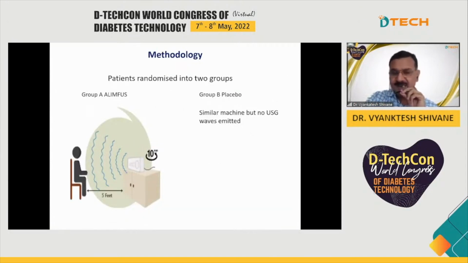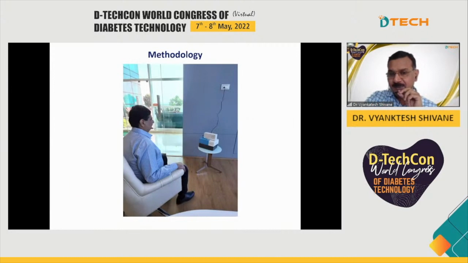So the range was decided as 5 feet away from the equipment for ALIMFUS, and a similar type of equipment was used for placebo. And you can see that this patient is taking the ultrasound waves with ALIMFUS.